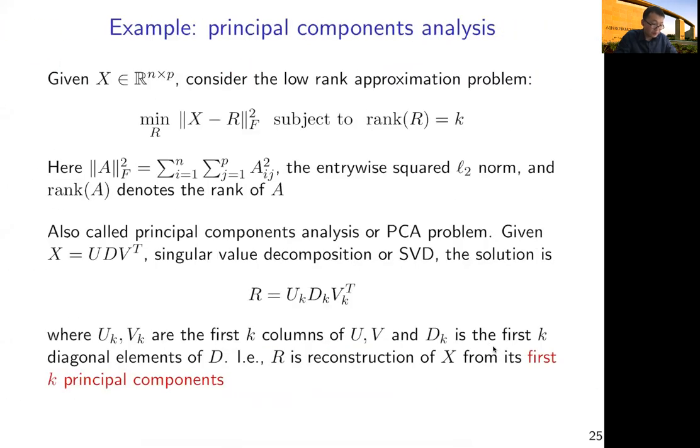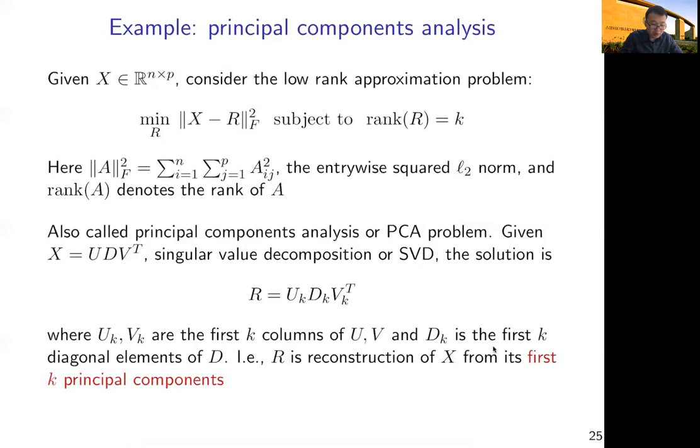Okay, there are other very interesting examples of how we can convert a non-convex optimization problem into a convex optimization problem. I'll give one such example, and then we'll call it a day.